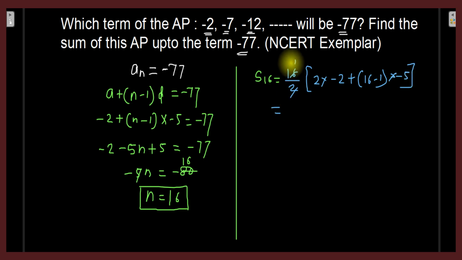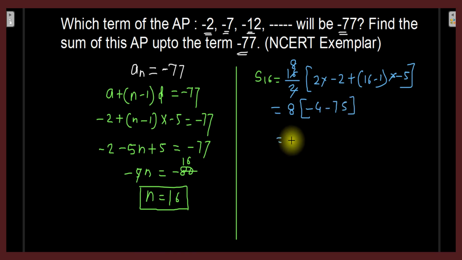So which is equal to 2 ones are 2, 2 8s are 16, so it will be 8 into bracket 2 2s are 4 minus 4 plus 16 minus 1, that is 15, and 15 5s are 75, and that will be minus 75.